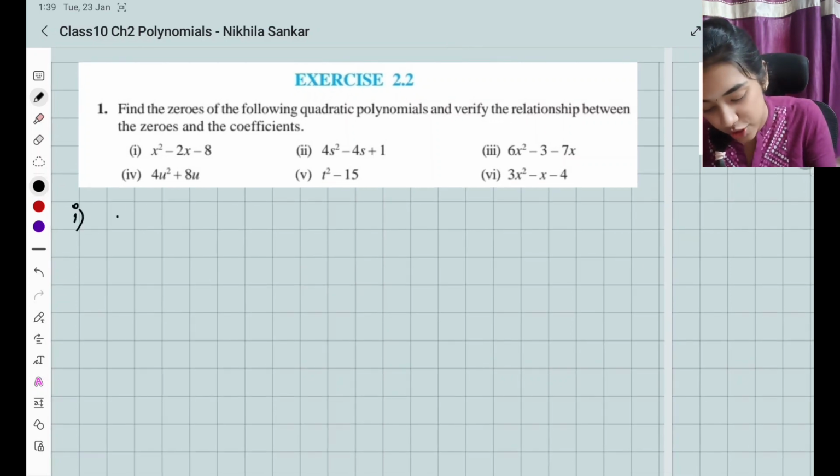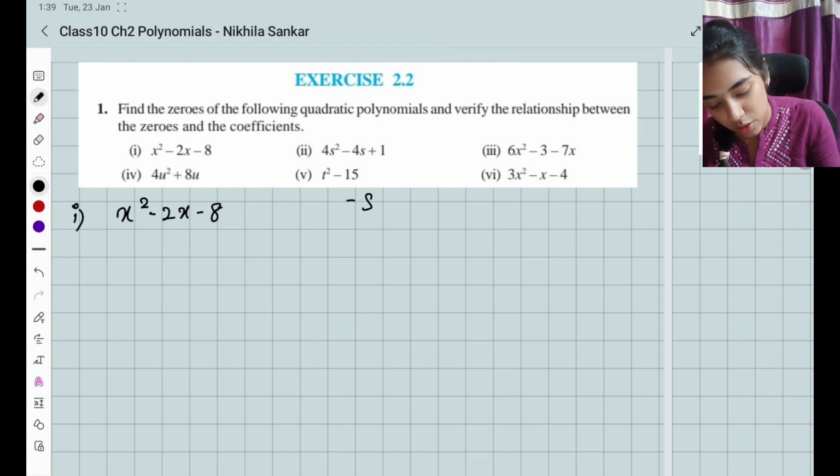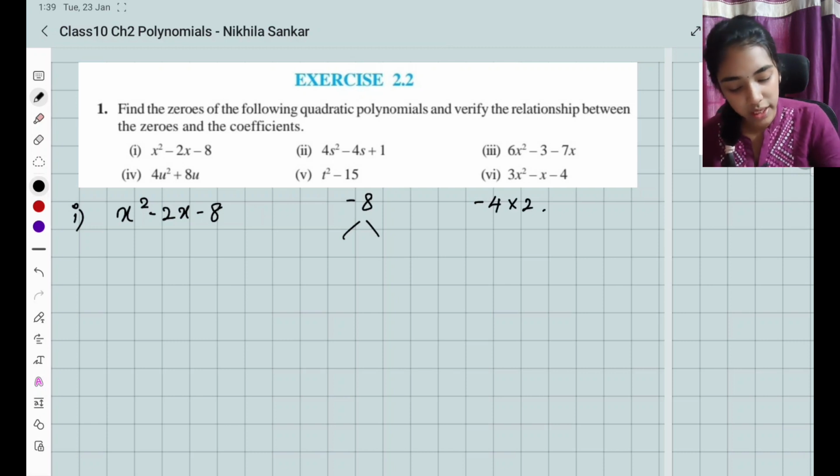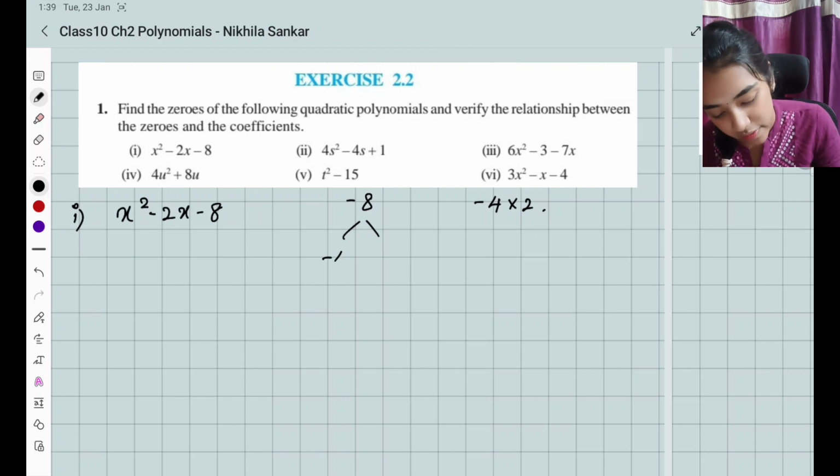So first subsection, x square minus 2x minus 8. So we want the product of zeros to be minus 8 and the sum of zeros to be minus 2. So what option do we have? We can do minus 4 into 2. Correct? Minus 4 into 2 is 8. Minus 4 plus 2 is going to be minus 2. So we have minus 4, 2.